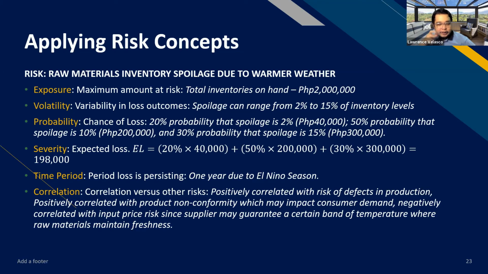Second, variability in loss outcomes. For example, you knew that the spoilage can range from 2% to 15% of inventory levels. So your spoilage can be as low as 40,000, which is 2% of 2 million, or as high as 300,000, which is 15% of 2 million. So that's your volatility or the range of outcomes.